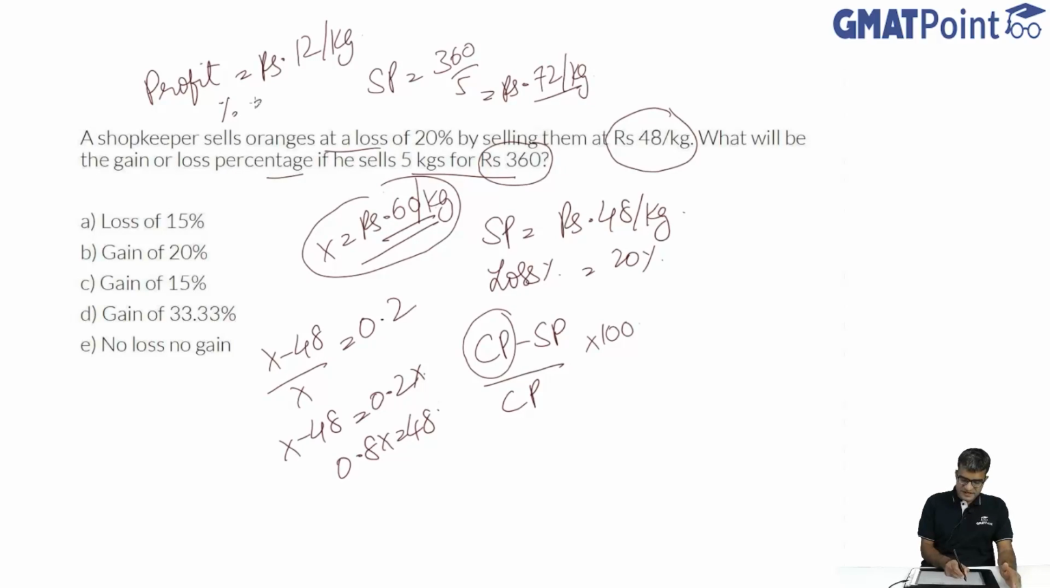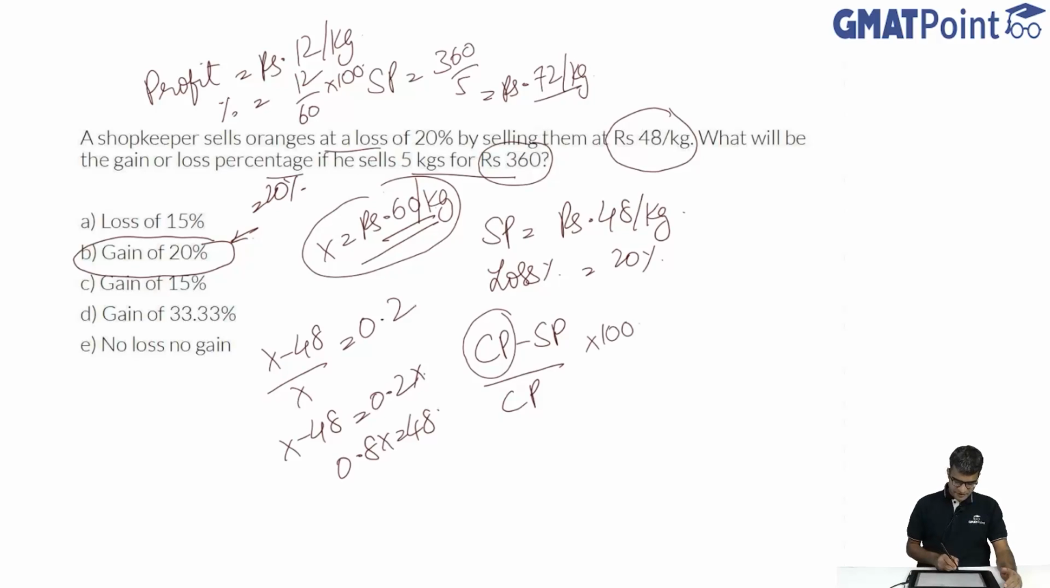Therefore, the profit percentage, which is profit divided by cost price, will be 12 divided by 60 into 100, which is equal to again 20%. So it will be a gain or profit of 20%. Let us look at the next concept.